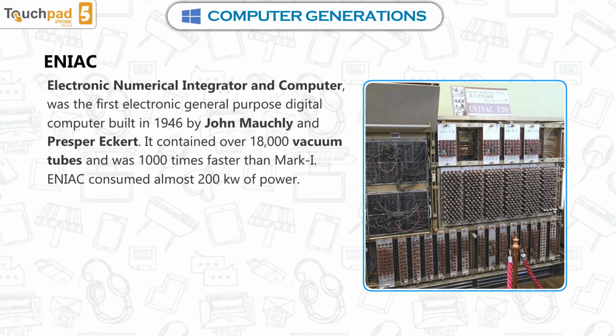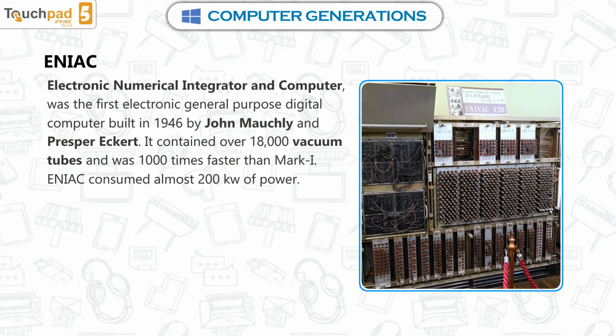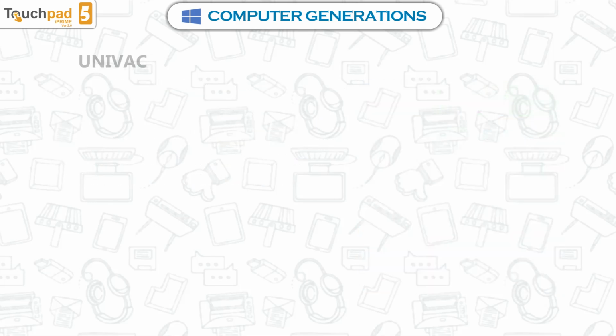ENIAC, Electronic Numerical Integrator and Computer, was the first electronic general-purpose digital computer built in 1946 by John Mauchly and Presper Eckert. It contained over 18,000 vacuum tubes and was 1,000 times faster than Mark I. ENIAC consumed almost 200 kilowatts of power.